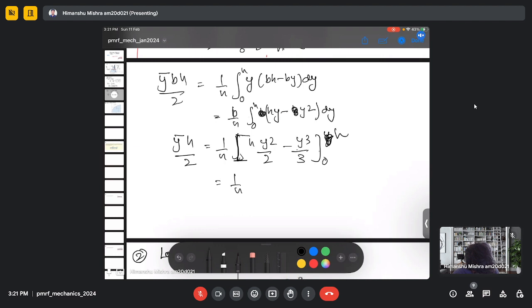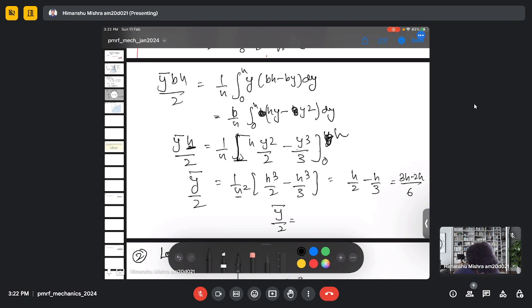So it will be 1 by h, h cube by 2 minus h cube by 3, y by 2, it is h square because I take this h here. So it will be h by 2 minus h by 3, this is 6. So my y bar by 2 is equal to h by 6. So my y bar will be h by 3. So this is the location of center of gravity in the y direction.